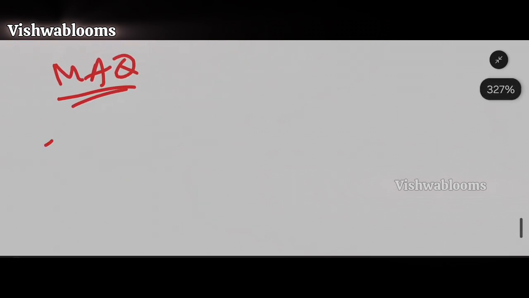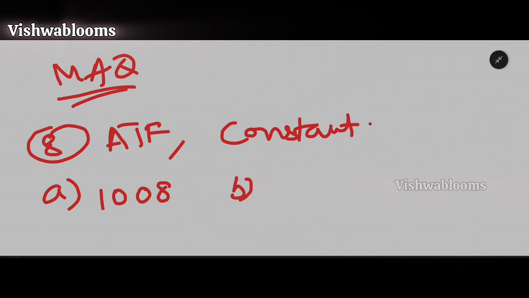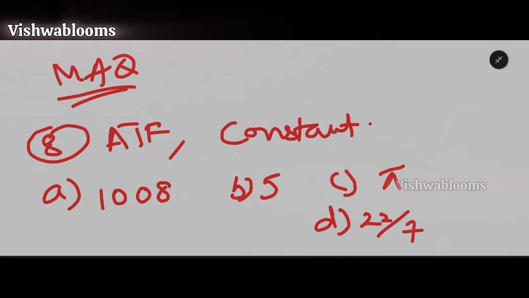Okay. Eighth one, among the following constant is. So what is a constant you have to see? So option A 1008, option B 5, option C pi, and option D 22 by 7. So 1008 is a constant, correct? 5 is also constant, correct?